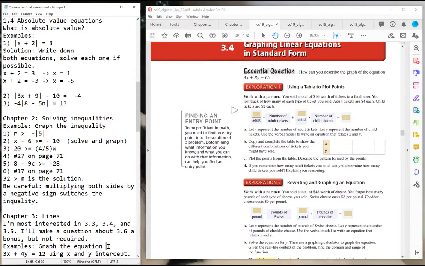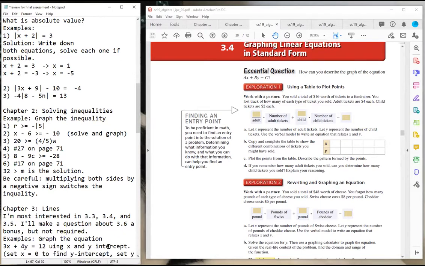So, standard form of the equation. Here's an example of something that you might be asked: graph the equation 3x plus 4y equals 12 using the x and y intercepts. When you see something like this, that's standard form. It's a number times x plus a number times y equals a number.